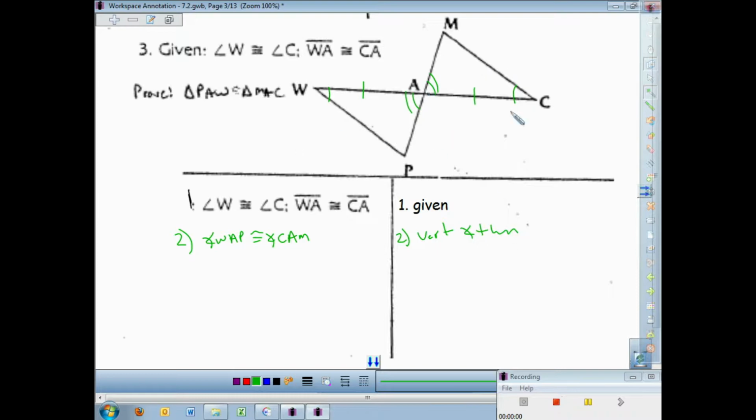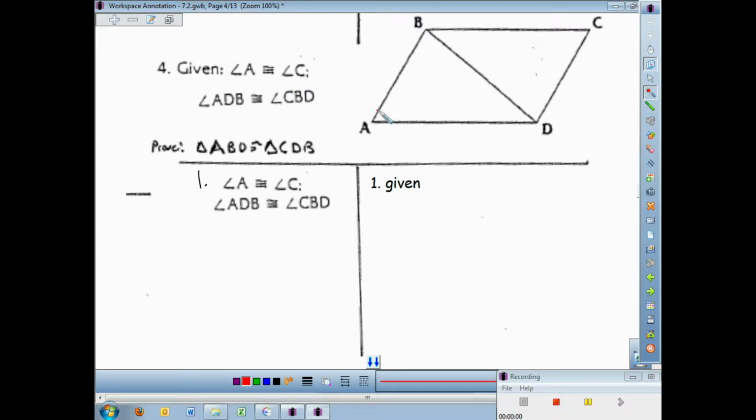Then do I have enough information to prove those two triangles congruent? You bet. I can do angle side angle. So step 3, copy this down basically. Triangle PAW is congruent to triangle MAC by the angle side angle congruence theorem.